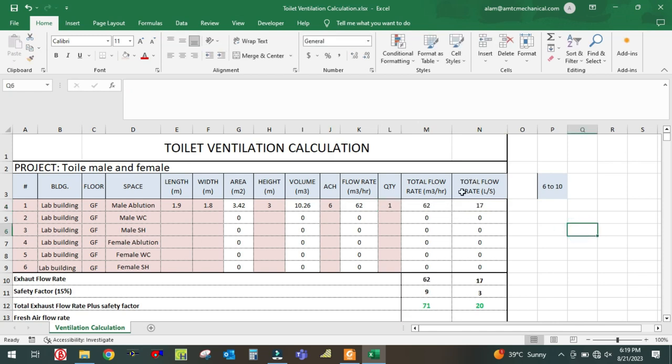And this is the total flow rate in liter per second. So 1 cubic meter per hour is equal to 0.28 liter per second. So I simply multiply this total flow rate by 0.28.